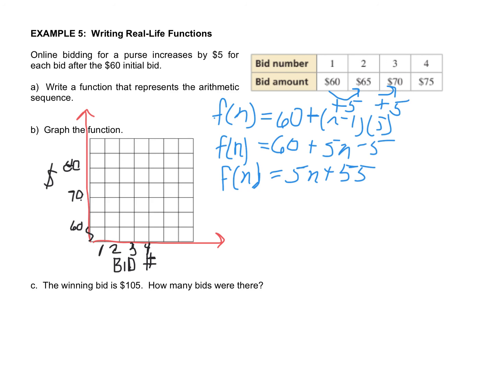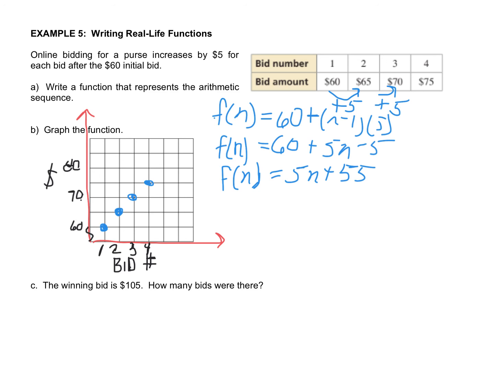And then I just need to plot my points to make sure I can see what this graph is going to look like. So at the first bid, we have a 60, second bid, 65, third is at 70, and fourth is at 75. And again, notice I'm not going to connect these dots. This is not a continuous domain. It's a discrete domain because I either have 1 bid or 2 bids or 3 bids. I don't have any in-between number of bids. So that would be the graph.